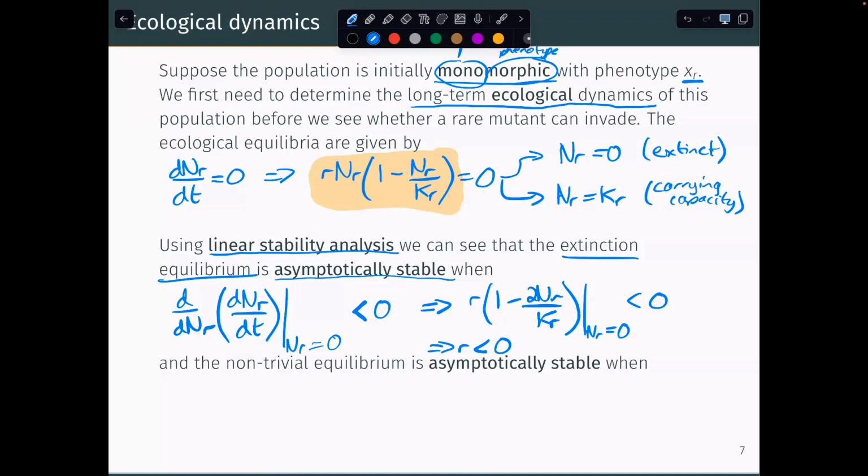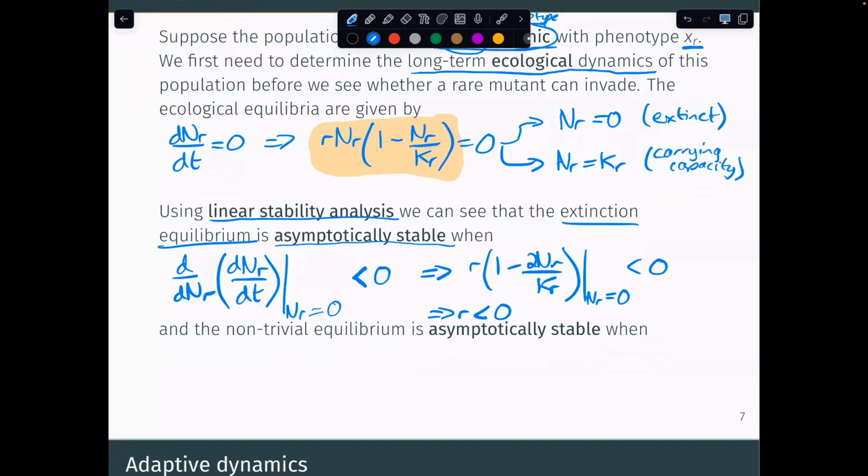So when r is negative, population goes extinct. I should say it makes some intuitive biological sense here. If the intrinsic growth rate of the population is negative, then the population is not going to be able to be sustained. It's going to die out.